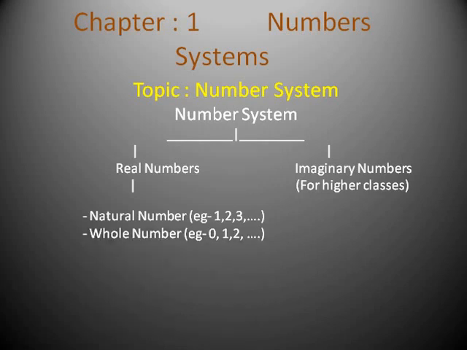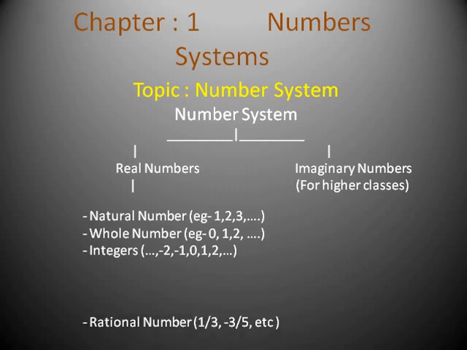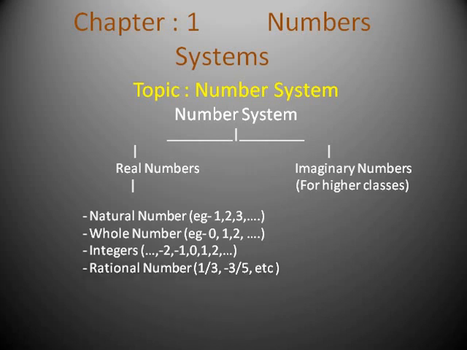And the next is whole number. All the counting numbers including 0 are termed as whole number. Obviously it starts with 0. Third is integers. All the positive numbers and negative numbers with 0 constitute integers. Next one is rational number. All the numbers which can be written in the form of p by q, where p and q are integers and q is not equal to 0.